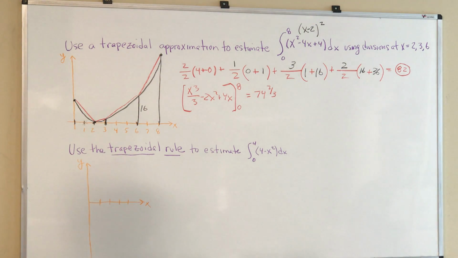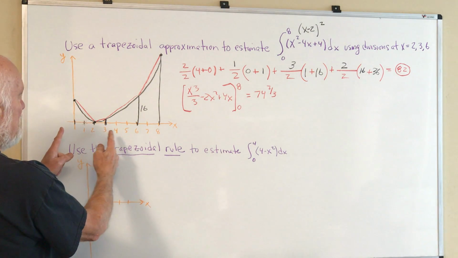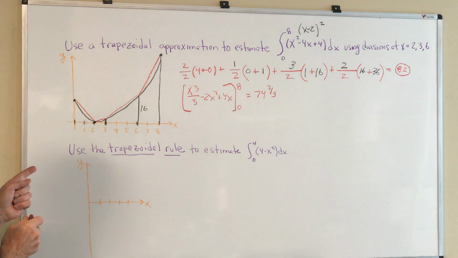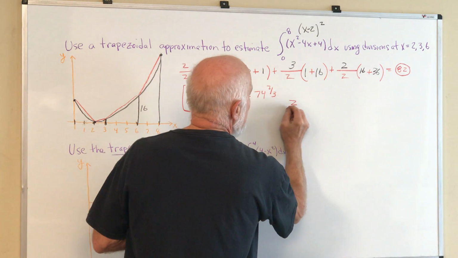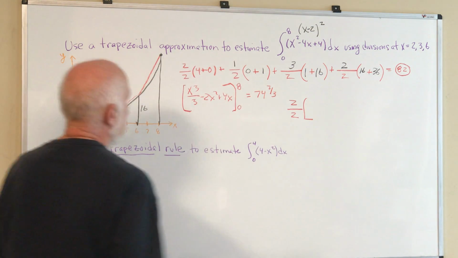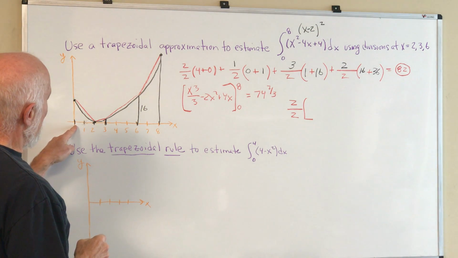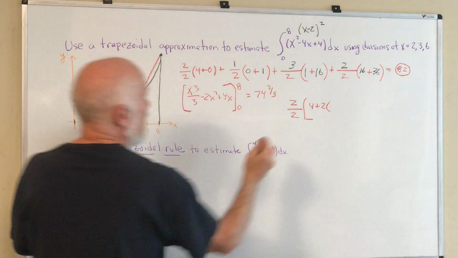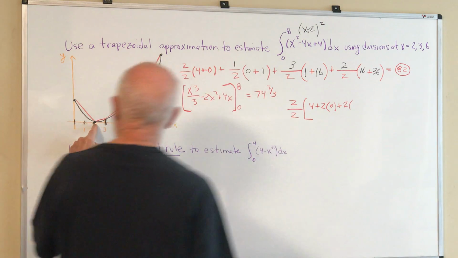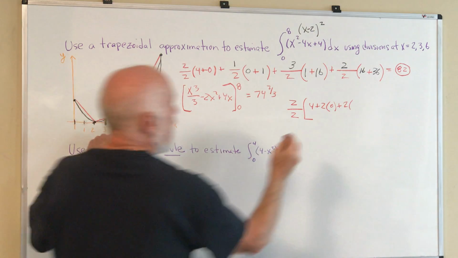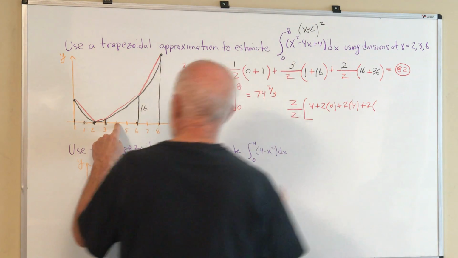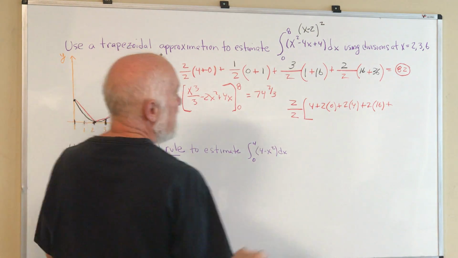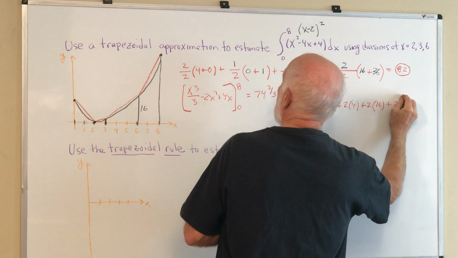And let's just try the trapezoidal rule. And let's divide it up into 4 equal parts. So we'll still do 4 trapezoids, but we'll use the trapezoidal rule. So if we have 4 equal parts, each one is going to be 2. The first height would be this height, which is 4. Then we have 2 of the next height, which is 0. 2 of the next height, which is 4. 2 of the next height, which is 16. And then only 1 of the last height, which is 36.